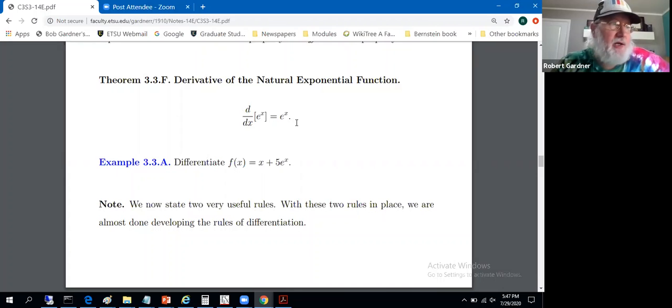We can't do logs. We can't do trig functions yet. We can't do inverse trig functions. There's a lot of stuff we can't. We can't even deal with products of functions yet. We'll take care of products here shortly. Let's introduce an example involving exponential functions.